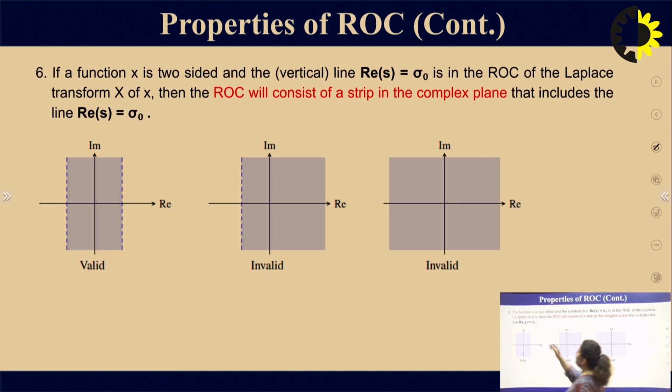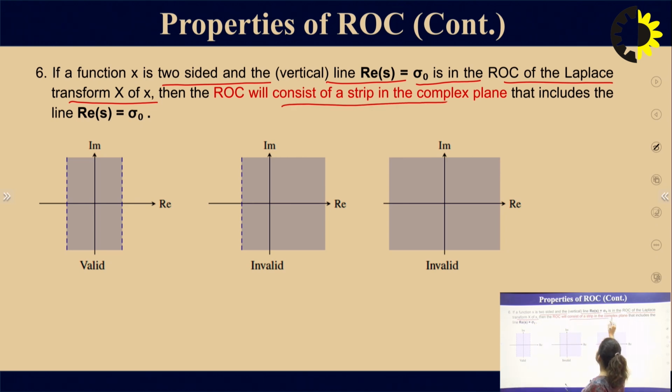Sixth property: if a function x is two sided and the vertical line real of s equal to sigma naught is in the ROC of the Laplace transform of x, then the ROC will consist of a strip in the complex plane that includes real of s equal to sigma naught. So obviously the first ROC, which is defined here for two poles, that is one pole at the left and one pole at the right, is for the two sided signal.